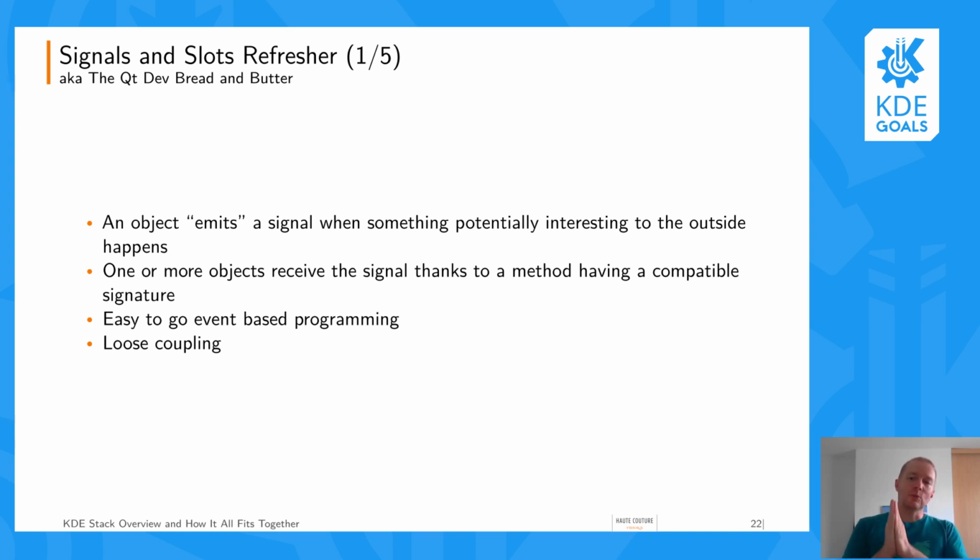That's a very quick refresher. That won't make you an expert at Qt just with that, but you will get an idea of how signals and slots are important in the way we make applications. So the model there is that you have an object which emits a signal when something potentially interesting to the outside happens. One or more objects can receive the signal, so within the same application, one or more objects can receive the signal thanks to a method having a compatible signature.